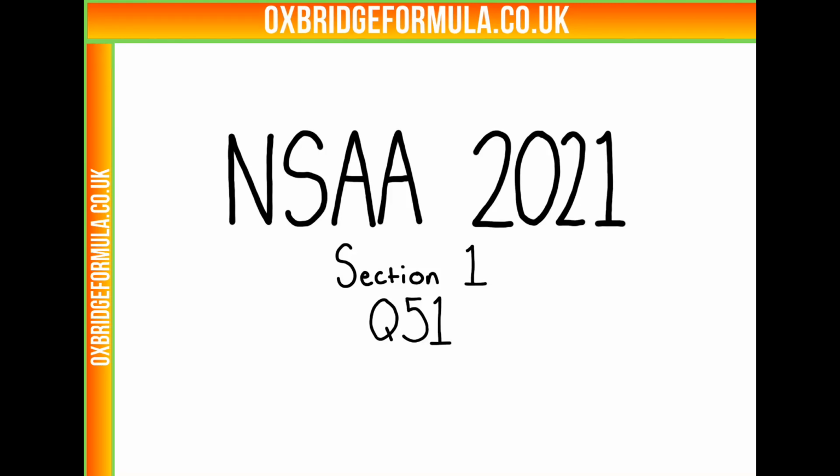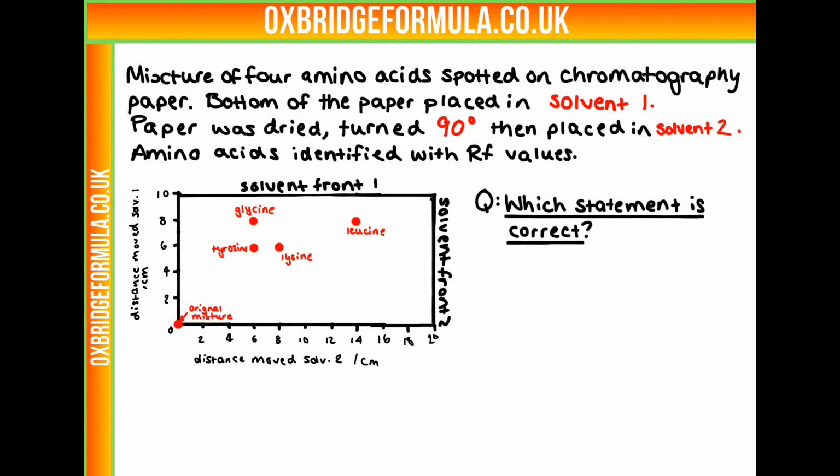This is NSAA 2021, Section 1, Question 51. In this question, we have a mixture of 4 amino acids, which has been spotted onto a chromatography paper. The bottom of the paper was placed in solvent 1, the paper was then dried, turned 90 degrees and placed in solvent 2. And each of the amino acids were identified with their RF values.